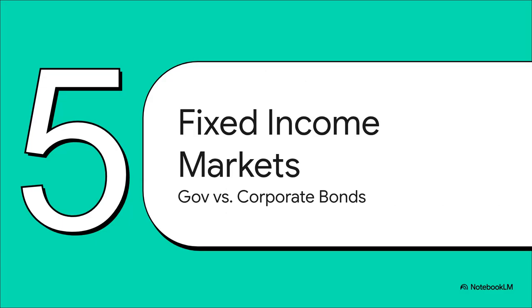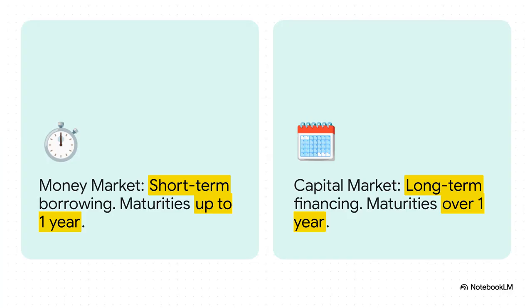Okay, so we've got the theory down, but where does all this trading actually happen? Let's take a quick tour of the actual markets where these securities live. The fixed income world is pretty much split into two main areas. You've got the money market, which is all about short-term borrowing and lending. We're talking instruments that mature in 1 year or less. Then you have the capital market, which is for the big long-term stuff, like financing a new factory. These are securities with maturities longer than a year.